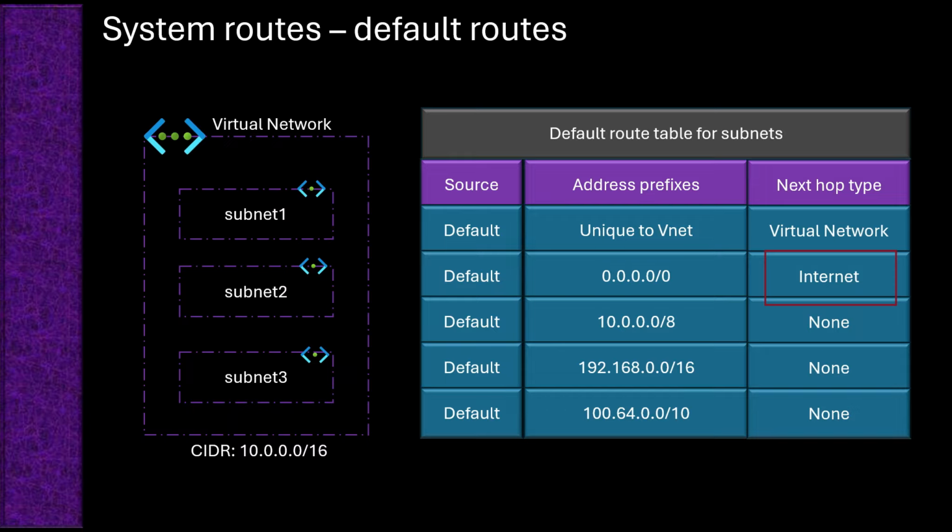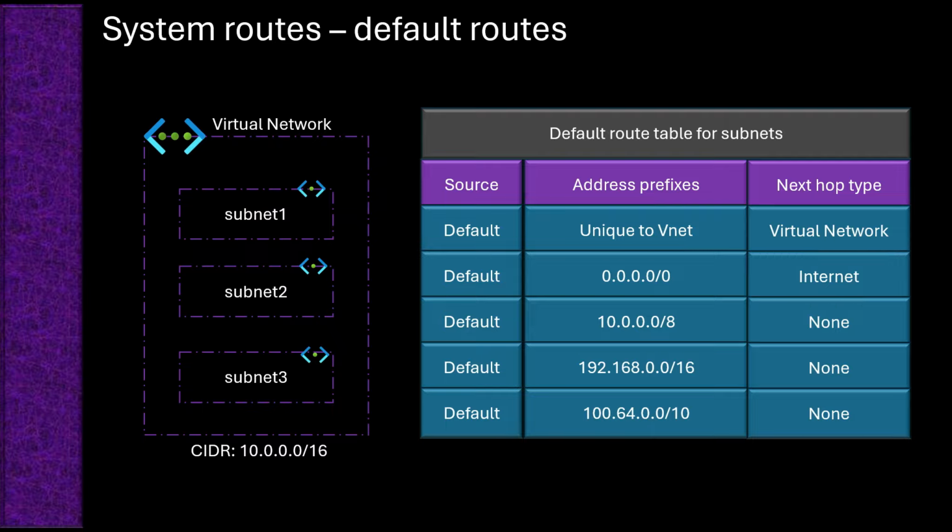However, if the traffic is going to an Azure service like Azure Storage, Azure keeps it within the Azure network and skips the public internet for added security and speed. You can override this default route if you want to route internet bound traffic differently, for example through a firewall.